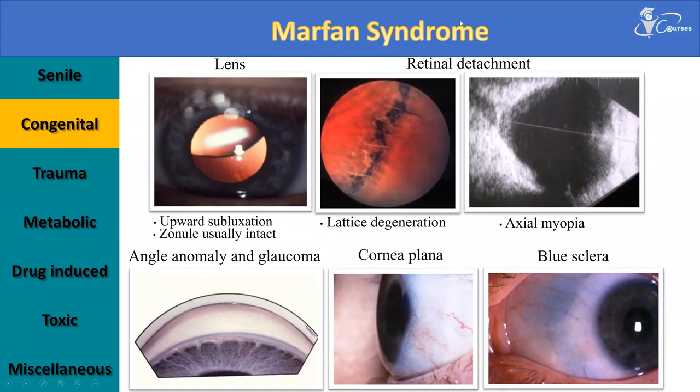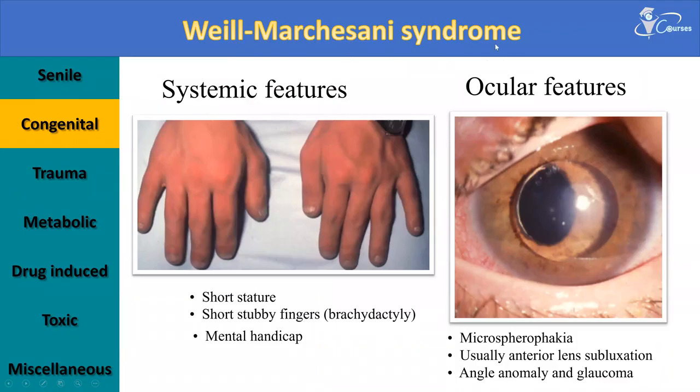This is one of the syndromes associated with ectopia lentis. The other syndrome is called Weill-Marchesiani syndrome. It also has systemic features and ocular features. Systemic features, unlike Marfan syndrome: Marfan syndrome will be tall, while these patients will have short stature.